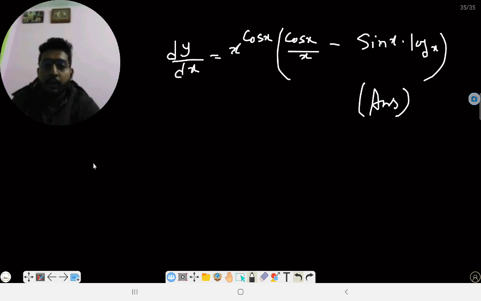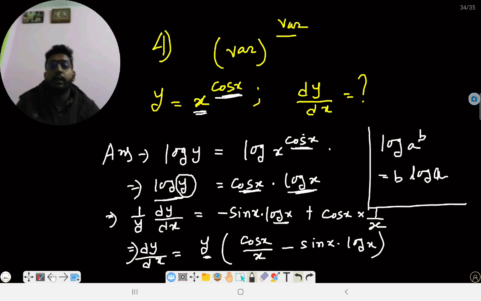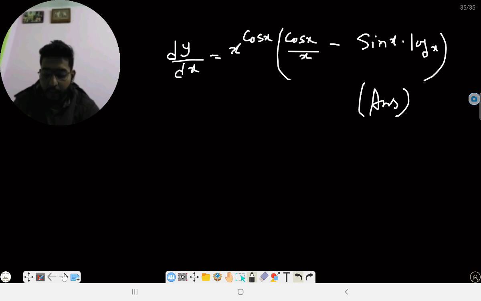So whenever a variable to the power variable comes, what we need to do is first take the logarithm on both sides, then using the property of logarithm we solve it. Okay, this is the way. Now next one, using that one only. So I'm giving another question here.